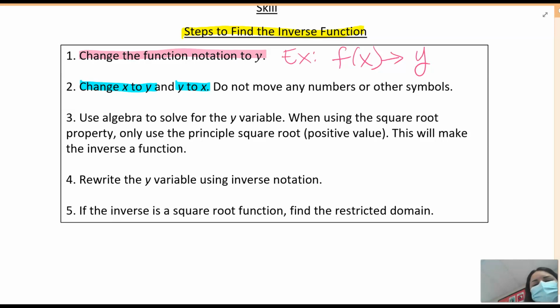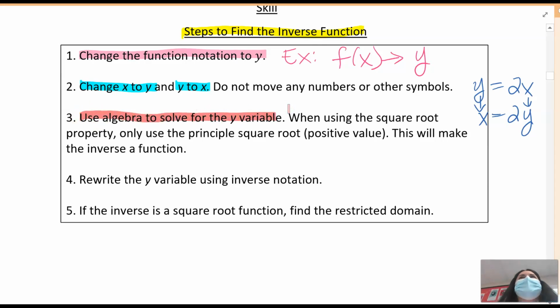For example, if you have an equation like y equals 2x, the y changes into an x, and the x changes to a y. Everything else stays the same, okay? And then step number 3 says to use algebra to solve for the y variable. You're going to be using inverse operations to solve for y. We're going to be looking at PEMDAS like we have been doing in the last few lessons. And when we use the square root property, only use the principal square root, meaning the positive value. And then this will make the inverse a function.